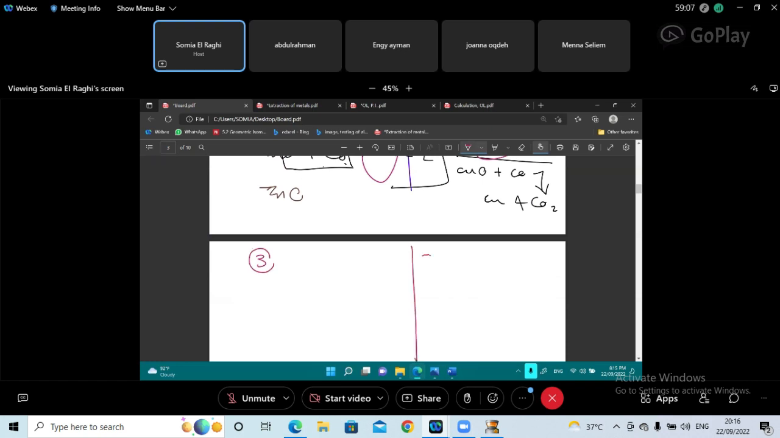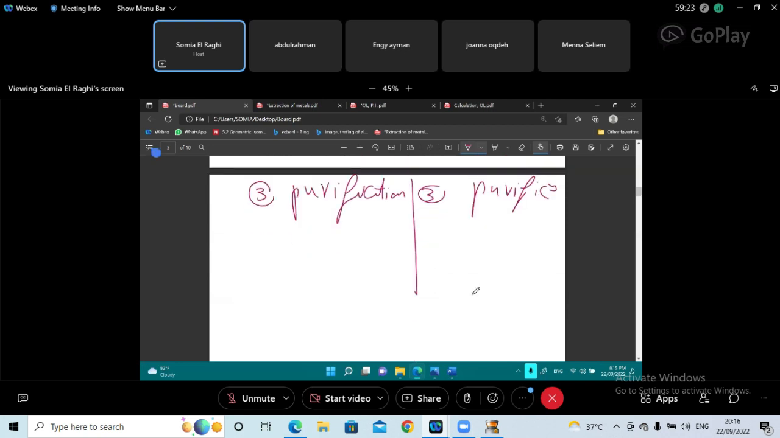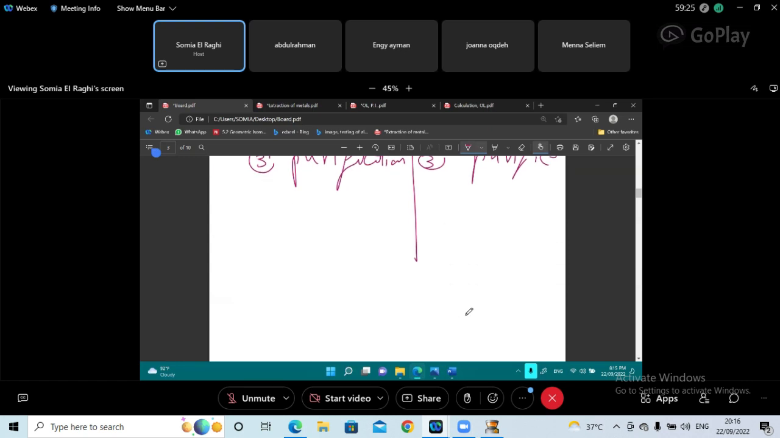Purification or refining. I need to remove impurities. All right? So roasting, reduction, purification. How to do that? Please pay attention.